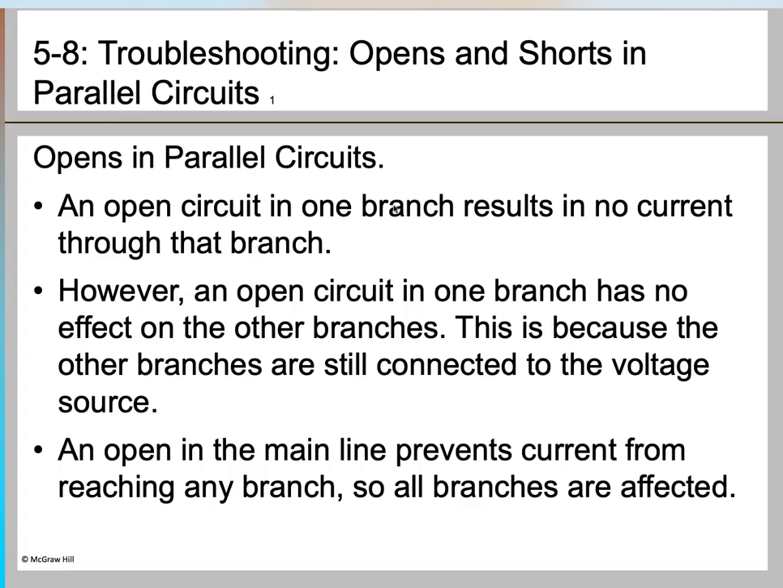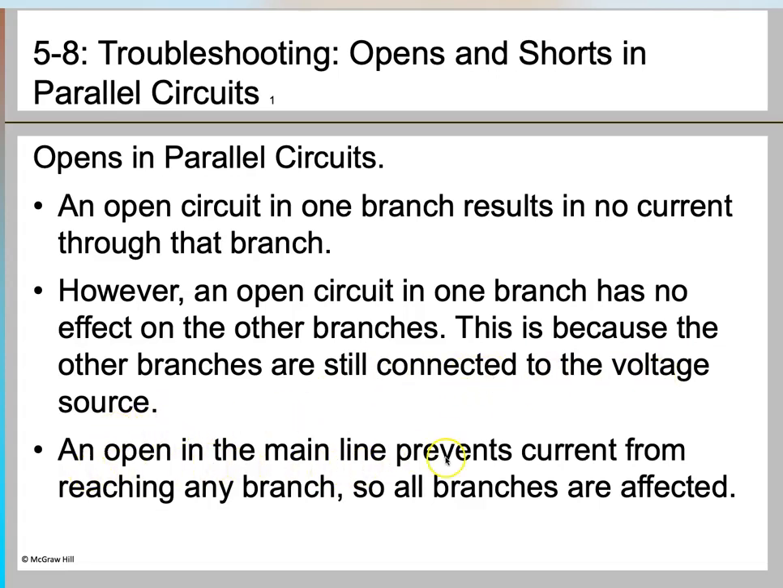An open circuit in one branch results in no current through that particular branch. However, an open circuit in one branch has no effect on the other branches, because that's the beauty of the parallel circuit: they are connected in parallel, and each branch receives the same voltage level. If one branch is disconnected, it is not going to affect the other branches. That's what it is saying here. This is because the other branches are still connected to the voltage source.